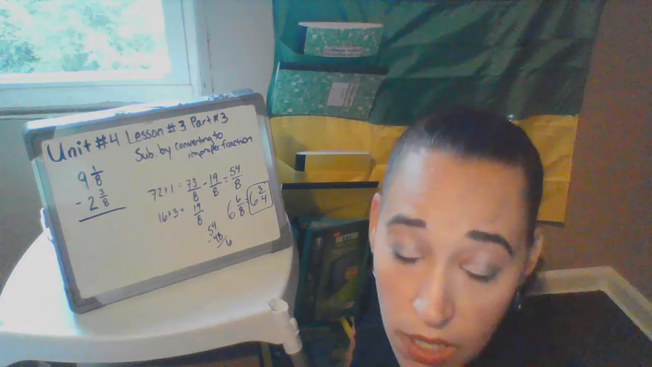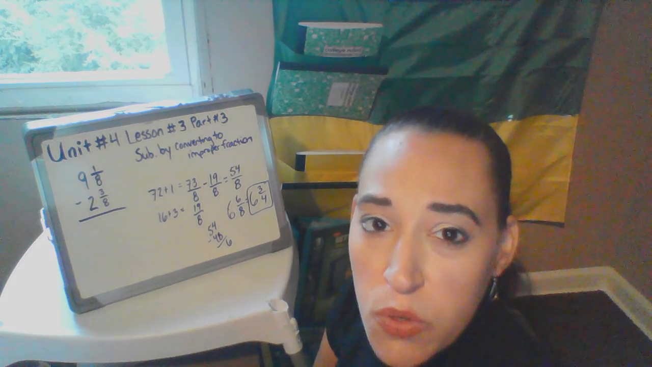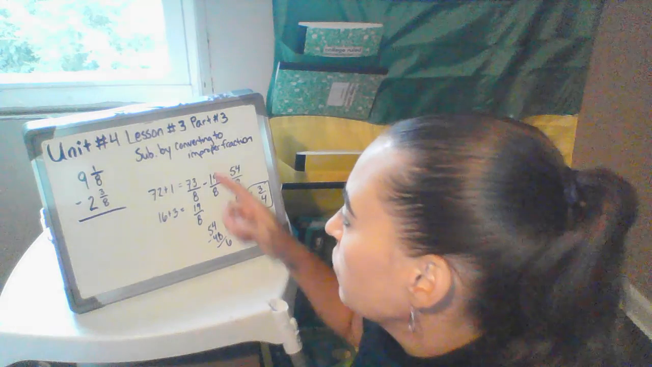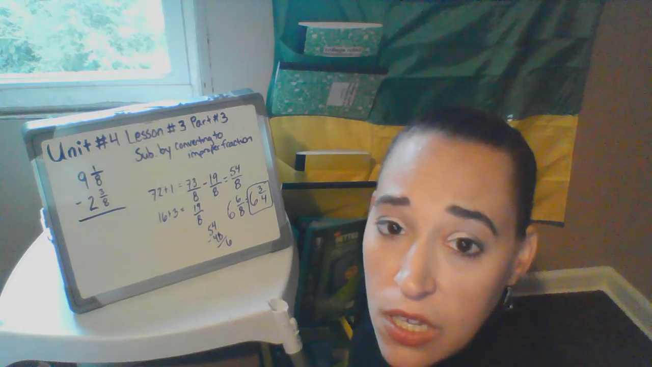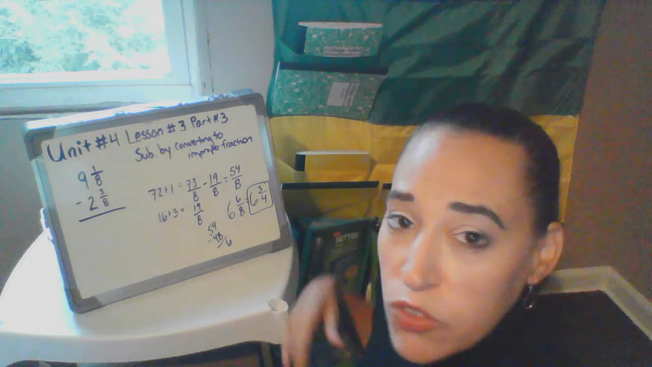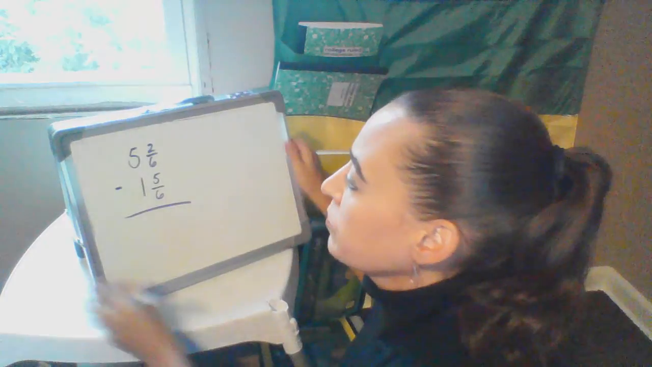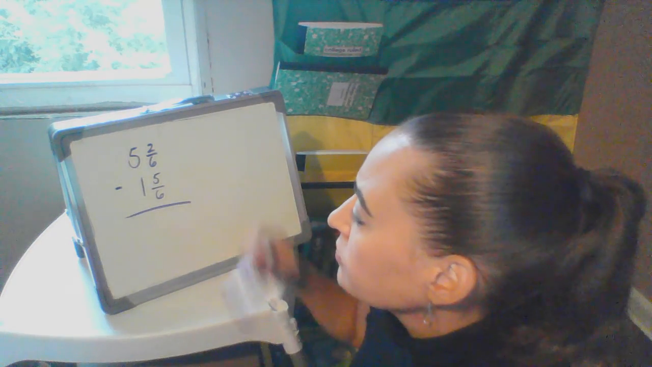Again, you can do the regrouping process. That's perfectly fine. But for those of you that are having a problem regrouping, you can also convert back and forth between improper fractions and mixed numbers to solve these. So let me give you one more example. So 5 and 2/6 minus 1 and 5/6.